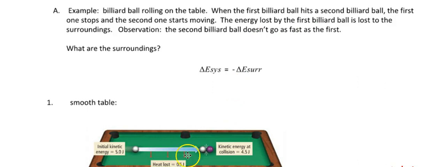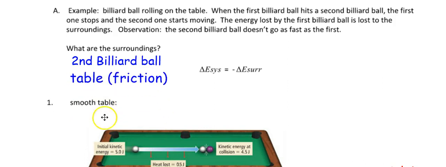Before we get started, what are the surroundings? Notice it's even a plural, because there's more than one surrounding. Is the second billiard ball a surrounding? Yes, it is. But there's something else, especially when it says there's an observation: the second one didn't go as fast as the first. Why not? Where did some of that energy go? Well, the table is also the surroundings, because there's some friction from the surface of the table, and the energy goes to the table, okay?